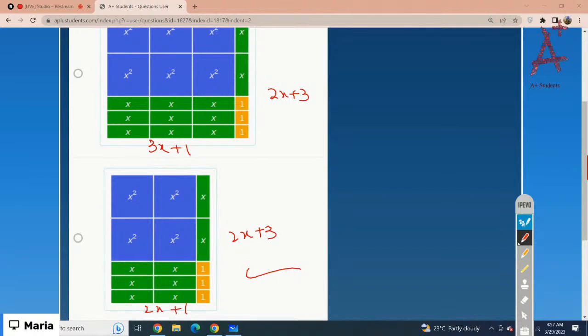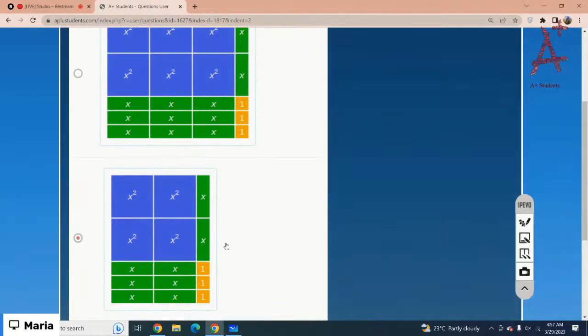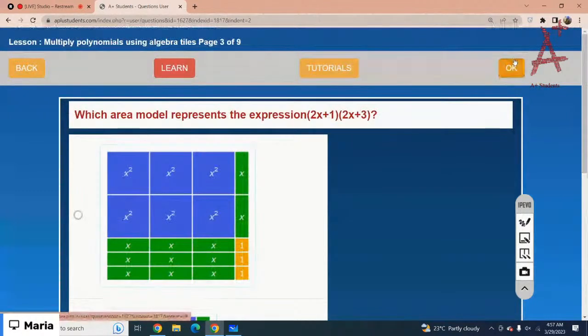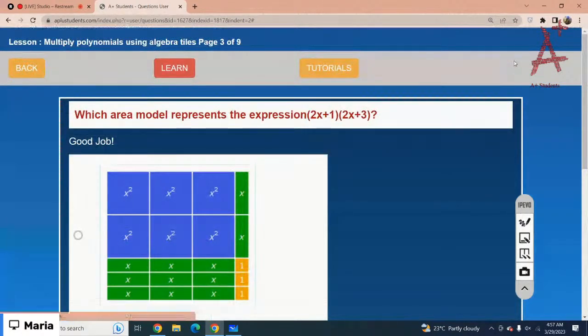So just select the correct option and click on the OK button. The second one is the correct option. Just select the correct option and click on the OK button.